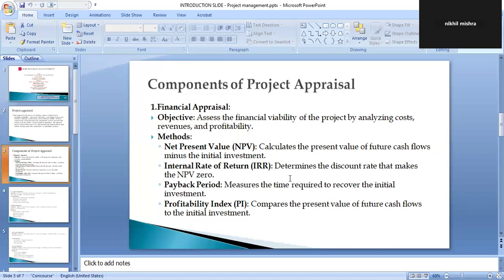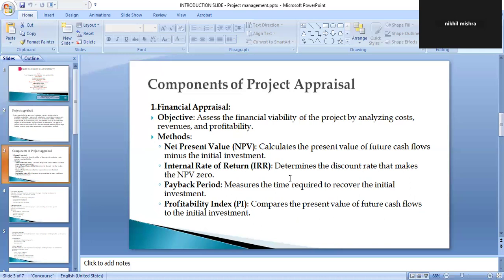And this is the decisional criteria for profitability index, which compares the present values of future cash flows to the initial investment. Means this is basically the ratio between the present value of cash flows and initial investment. And if this ratio is greater than 1, then we will accept the project. If it is less than 1, then we will reject the project.